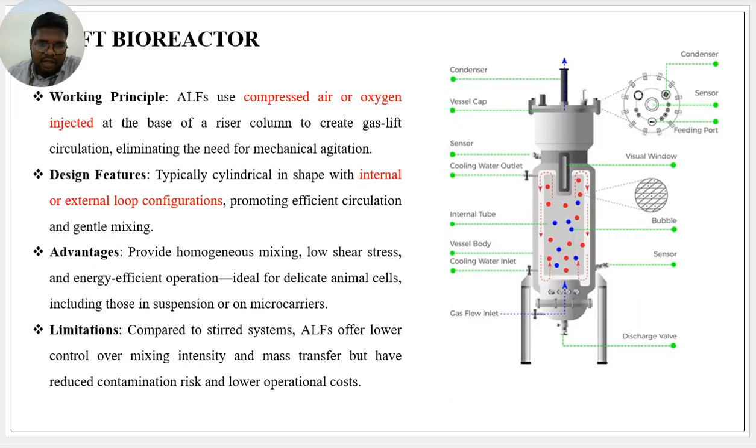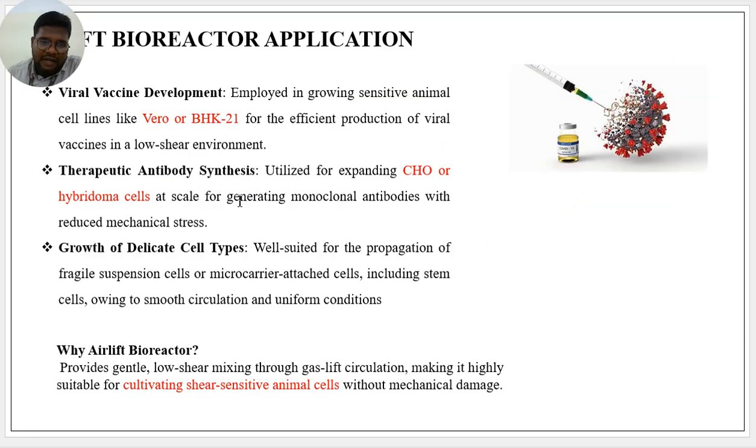The next is the airlift bioreactor. As I mentioned earlier, with sensitive cells in a stirred reactor, due to stress the cells will die. So any sensitive cells will be grown in an airlift reactor. Instead of a sparger, the air flow will be from bottom to top, so the cells mix uniformly without stirring. That's the main feature, with compressed air that is also sterilized. You can see inside the reactor, the air goes from bottom to top. Here, mostly viral vaccine development, therapeutic antibodies, and growth of delicate cell types are carried out in these reactors.